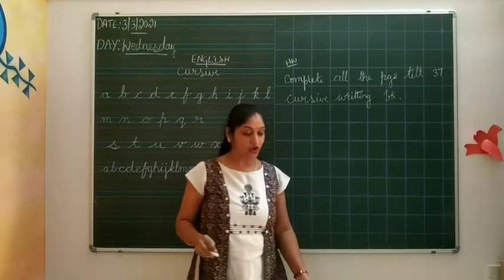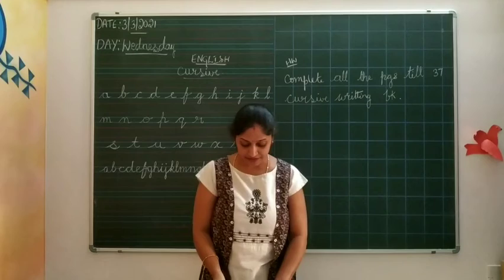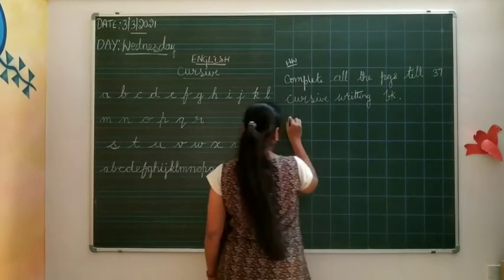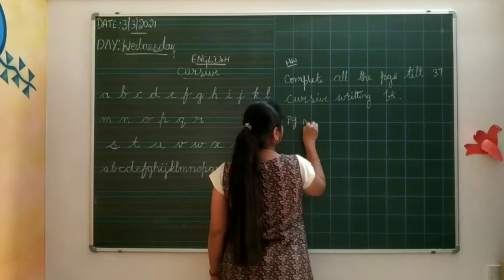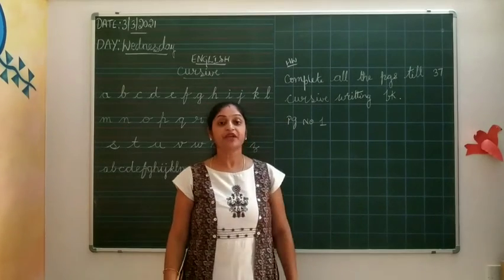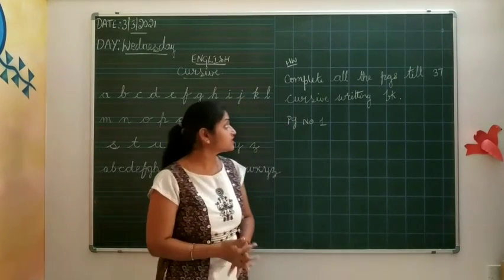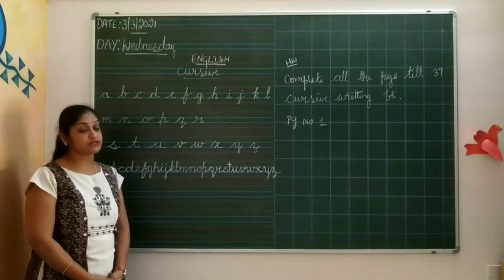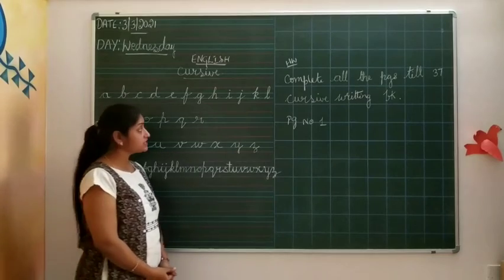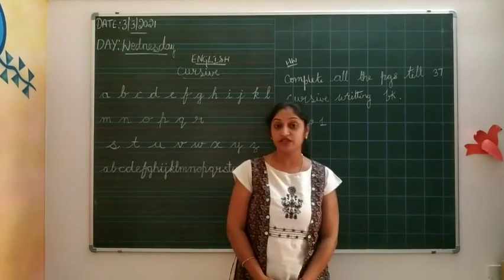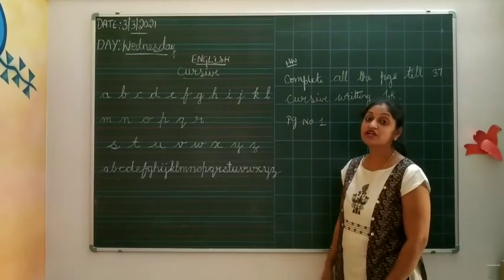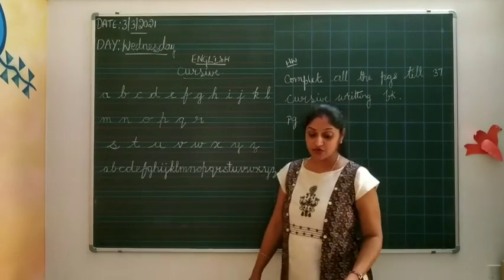And also you need to complete page number 1 in your cursive writing book. You have to complete all the pages in the cursive writing book, up to page number 37. You can practice it daily so that you will get thorough with all these things. See, my handwriting has changed from year to year, so you have to learn cursive writing.